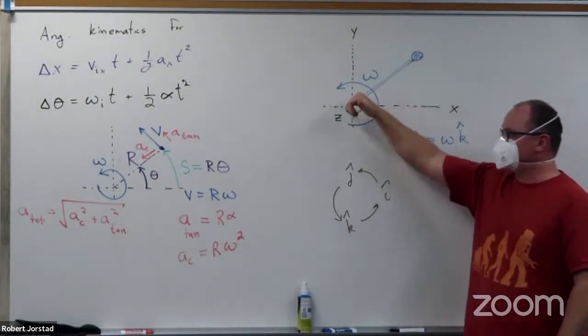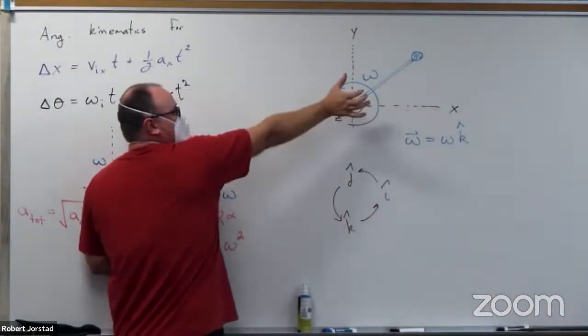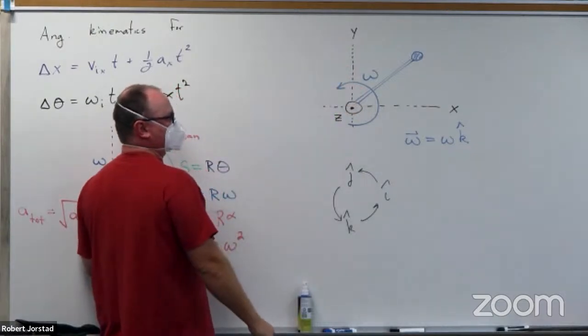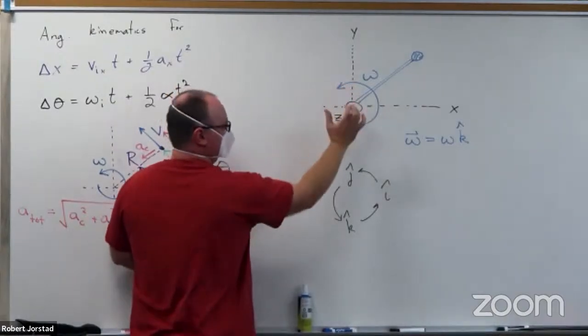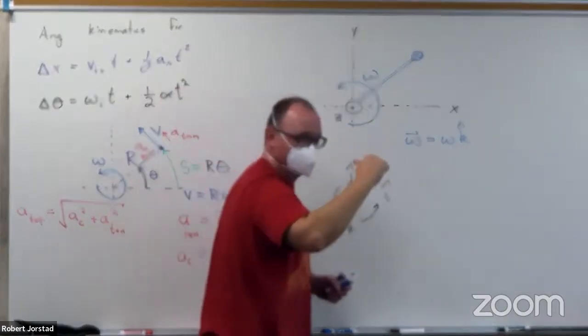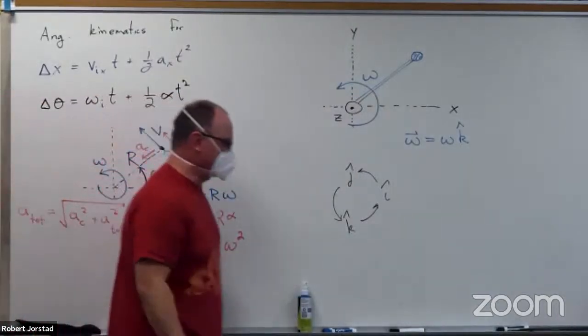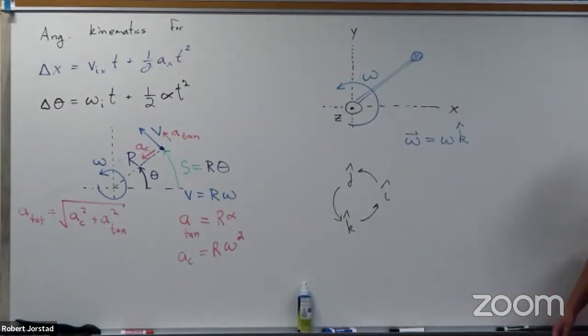If it's rotating this way, it'd be k hat. If it's rotating this way, it would be j hat. What if it's rotating this way? What would it be? Negative i hat. Does that make sense? Dom, anything you want to say about that? No. Okay. All right, good.